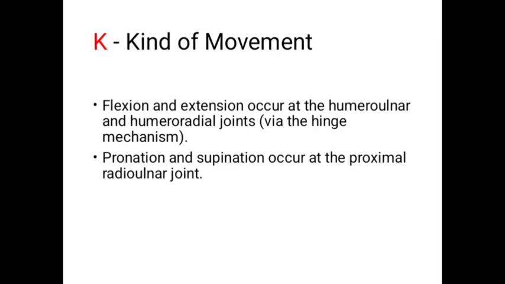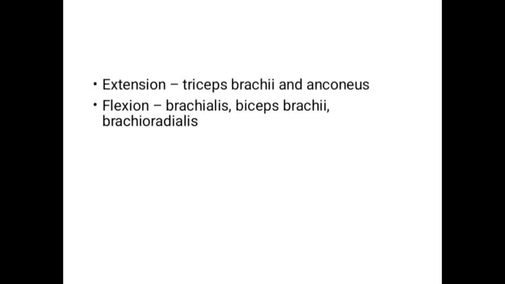Now for K, the kind of movement: we have said that the elbow joint is a hinge joint, so it allows movement in one plane, which is flexion and extension, that occurs at the humeroulnar joint. We can also have pronation and supination that occur at the proximal radioulnar joint. For extension, the triceps brachii and the anconeus muscles help. For flexion, the brachialis, the biceps brachii, and the brachioradialis help.